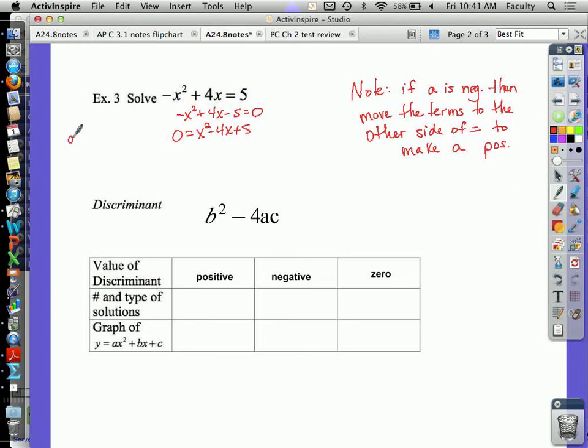So step 2, A is 1, B is negative 4, and C is 5.